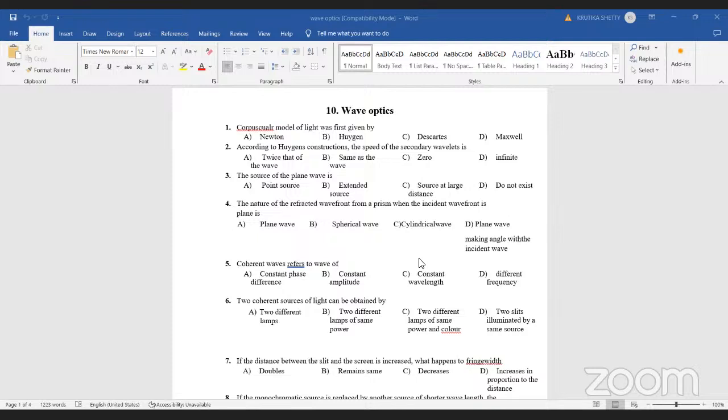Plane wave, spherical wave, cylindrical wave, plane wave making angle with some incidence. The plane wave front which is incident on the prism, what is it giving? Remember, it is giving you the plane wave. So option A is the correct answer. Option A. The question is a little twisted one.